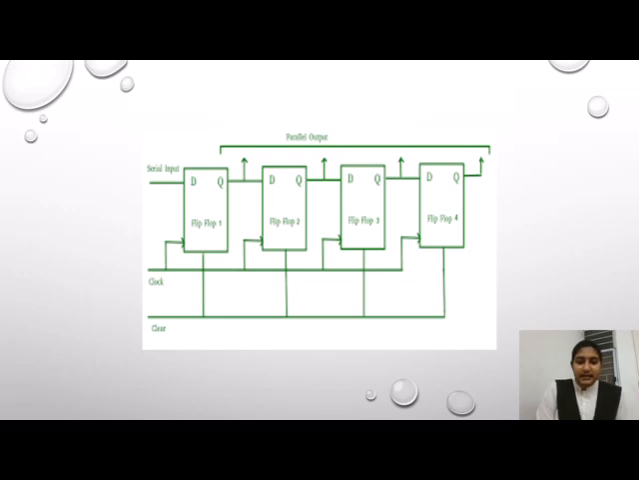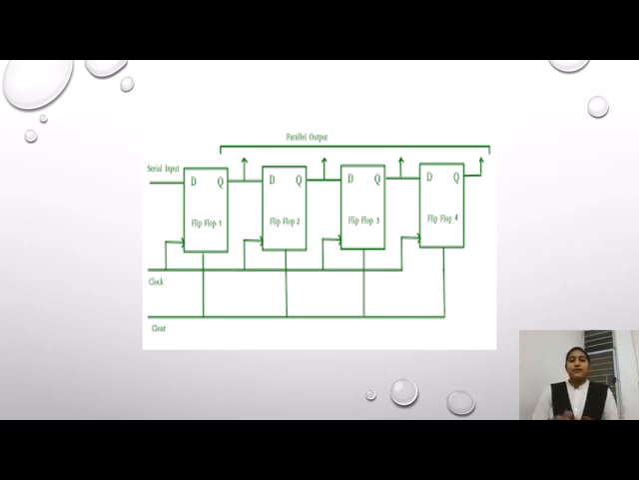This is the another clock. This is the clock connected to 4 flip-flops. This is the parallel output. Each input is connected to the parallel output. This is the serial input.